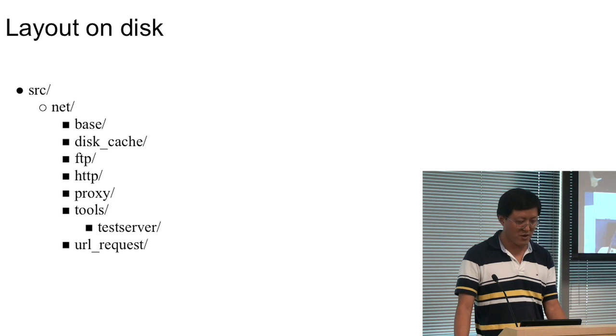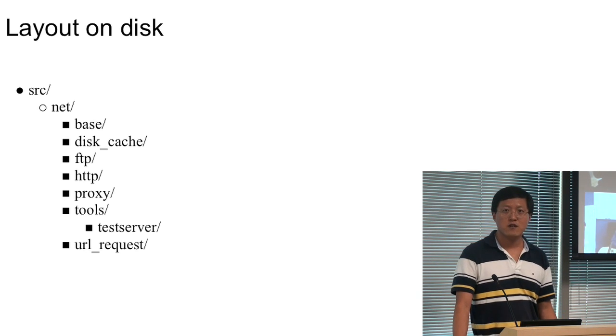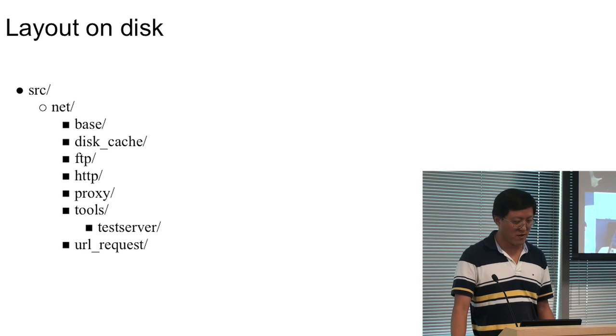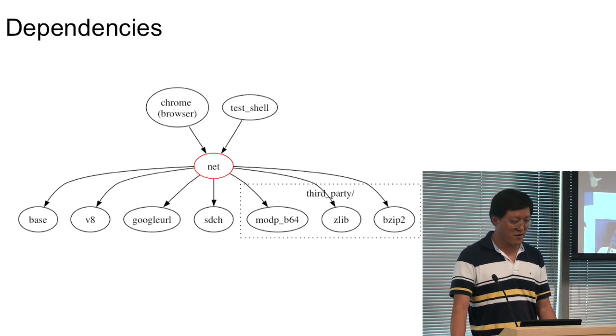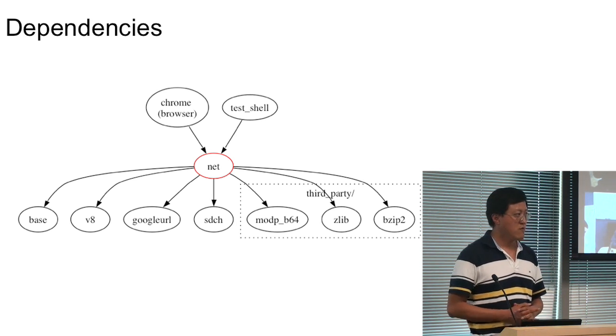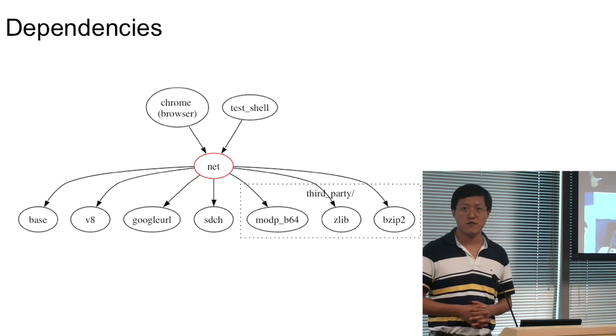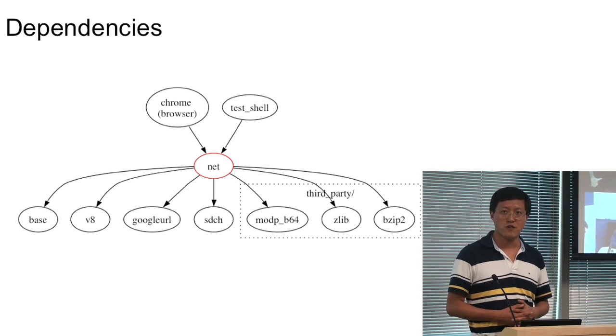We also have a subdirectory called proxy to handle proxies and get the system proxy settings and so on. And then there is a directory underneath net called base, which contains the basic socket implementation, SSL, certificate handling, and so on. We also have our own test server that is only used for our unit tests.